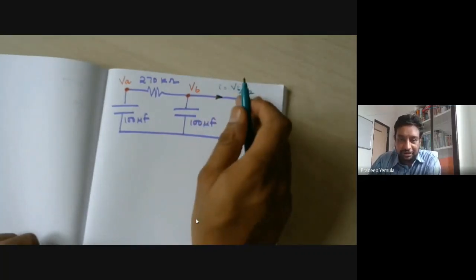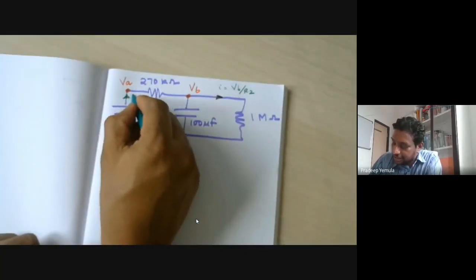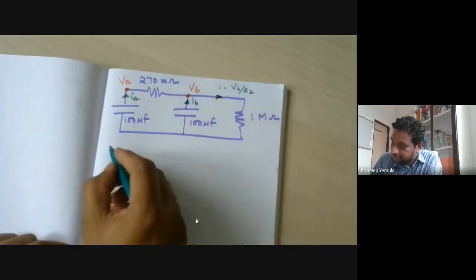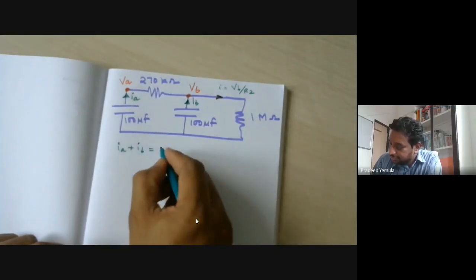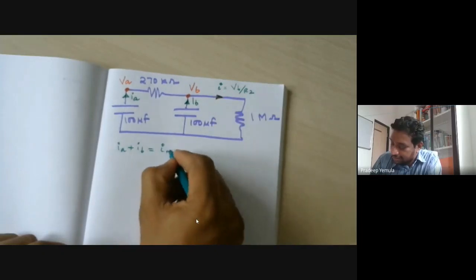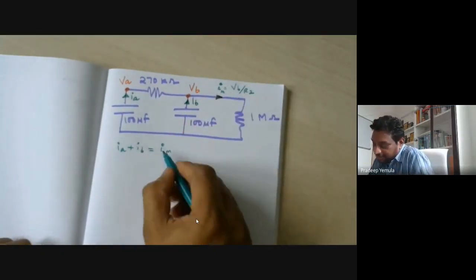So this current we already know. And this current, let's call it IA. And this current, let's call it IB. Now IA plus IB equals this I, the meter current, let's call it IM. So now I have it like this.